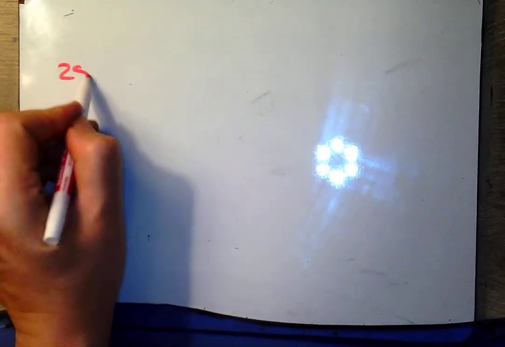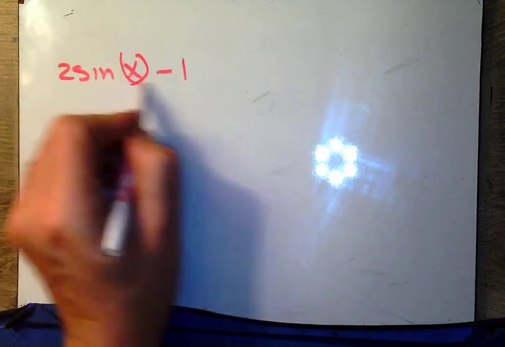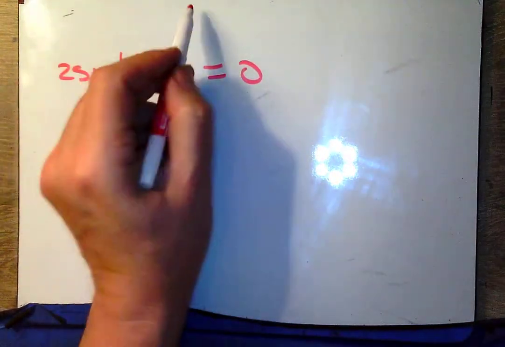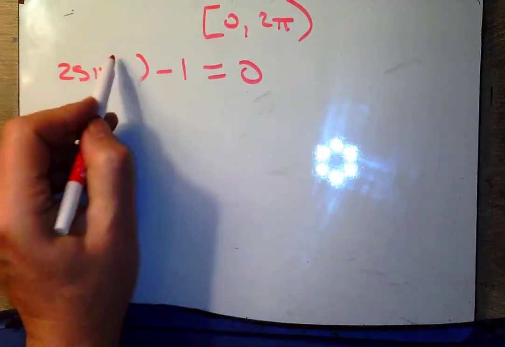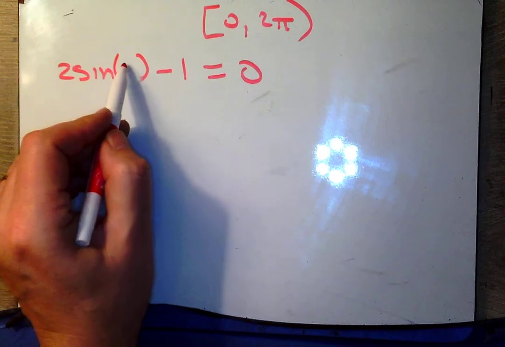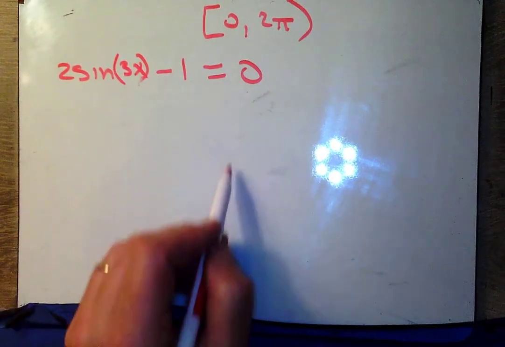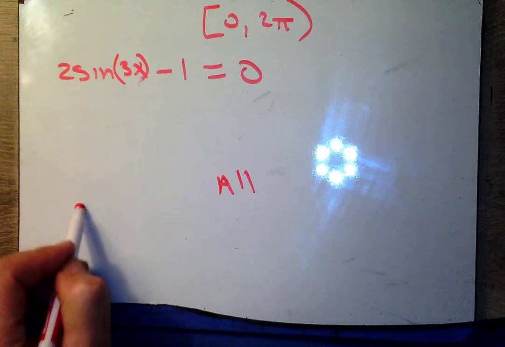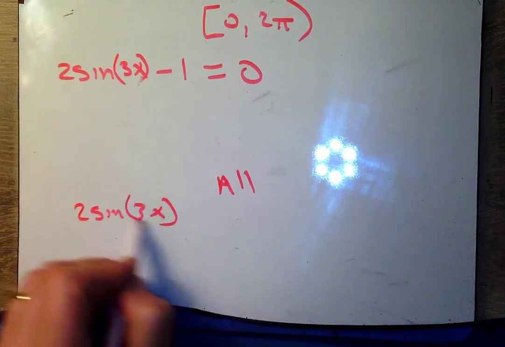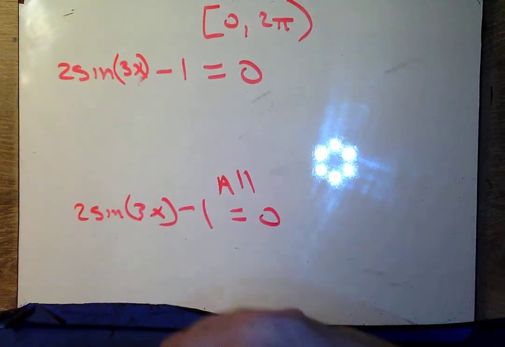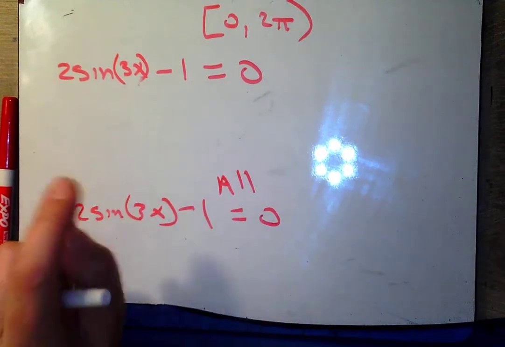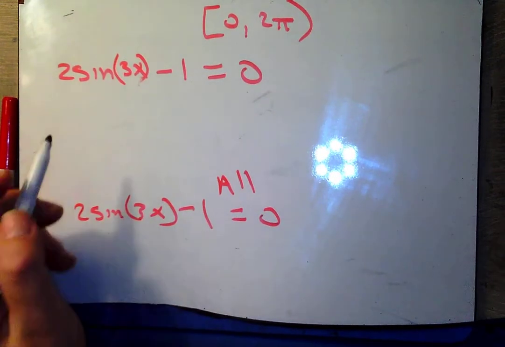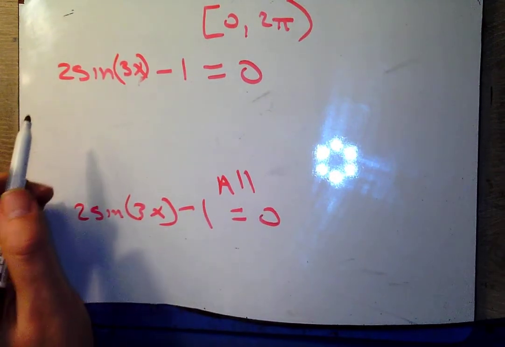So let's take a moment to look at 2 sine x minus 1 equals 0, and let's consider the 0 to 2 pi solutions, and then 2 sine 3x minus 1 equals 0, and let's consider all solutions. This isn't one of the stations. It's just something I want to point out very clearly, because it's exactly this thing that many students get confused on.